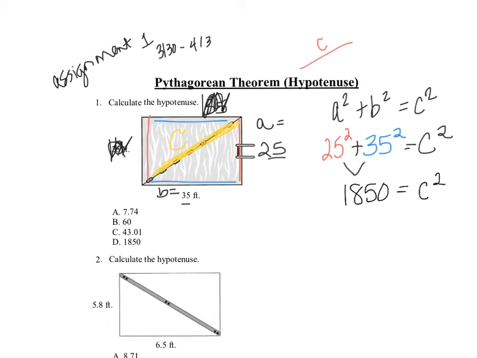So that's basically whatever this side length is, we don't know yet, times itself. That's C times C, because it's C squared. We're looking for just C. So to get that, this is already squared, I have to do the opposite. So I want to take the square root.